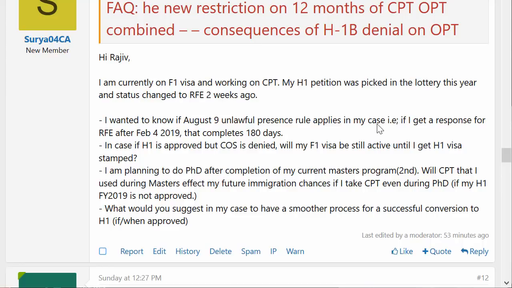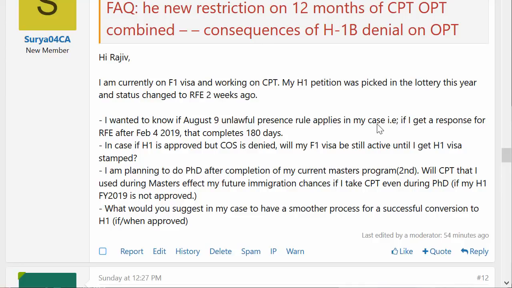What is more bothersome is, are they going to start applying unlawful presence on people who have exhausted more than 12 months? Because we were doing that. We didn't have any problem with that. You could get CPT for any amount of time. You won't get OPT if you have exhausted 12 months of CPT. But getting CPT after 12 months of OPT was never an issue at the same level for a different degree. So I think they're going to get sued on this. I'll be surprised if they don't. Okay, that said, let's look at Surya's questions.